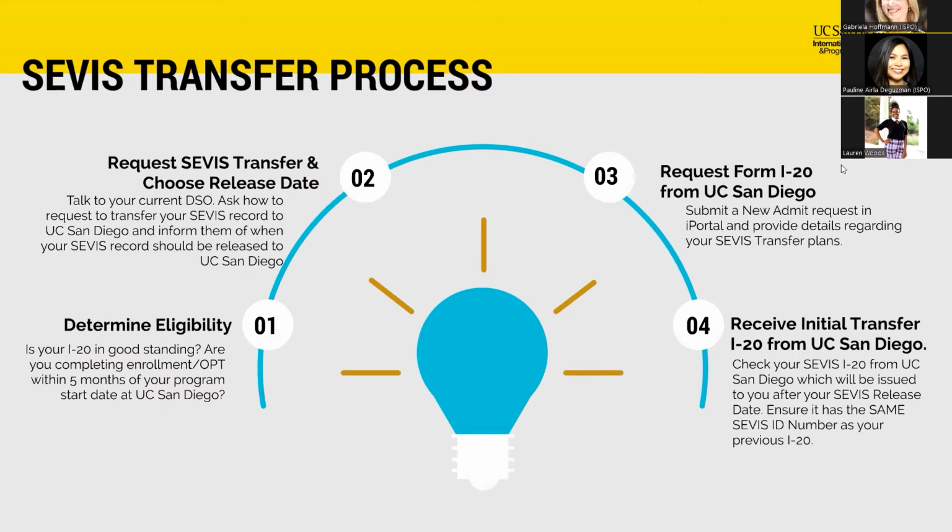Here is an overview of the SEVIS transfer process. So number one, we'll determine eligibility. And we can see here, we've already done that by securing that we have a valid I-20 and that we are within 5 months of our start date at UC San Diego. Number two, we need to request a SEVIS transfer and choose a release date within our grace period. So this will require that you work directly with your school, your current institution. This is not an automatic process. You need to talk to your current institution and ask them, how do I release my SEVIS record? What do I need to submit in order for you to do that? Number 3 and 4, we'll go over here briefly.